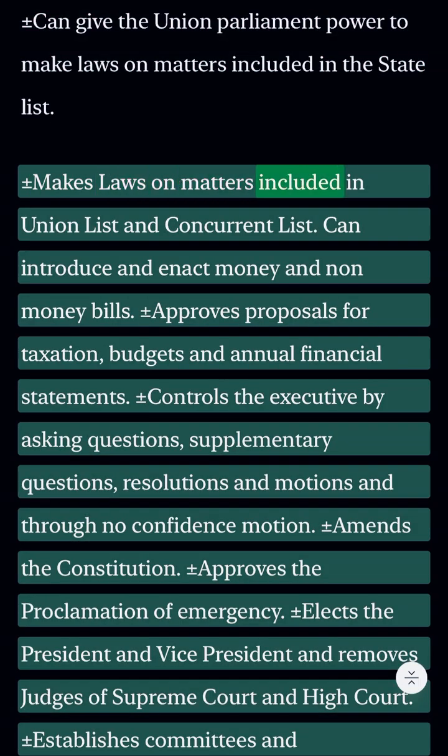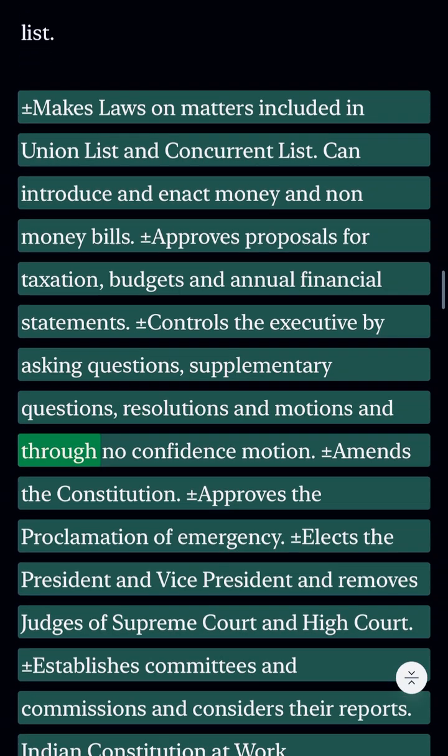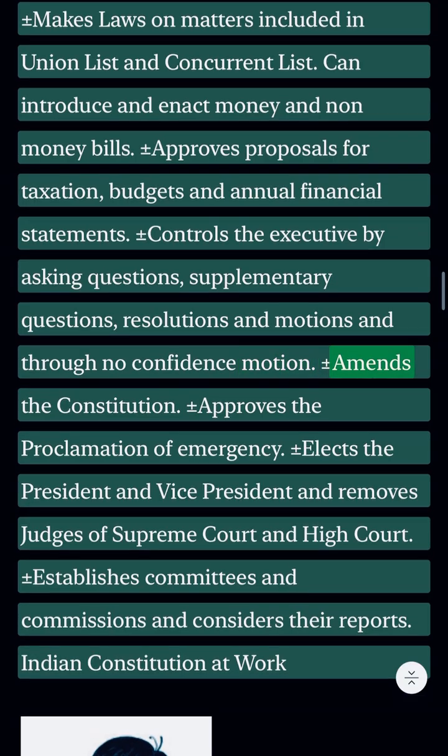Makes laws on matters included in Union List and Concurrent List. Can introduce and enact money and non-money bills. Approves proposals for taxation, budgets, and annual financial statements. Controls the executive by asking questions, supplementary questions, resolutions and motions, and through no confidence motion.